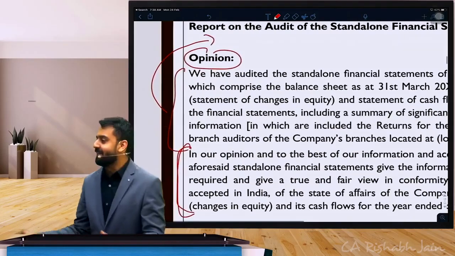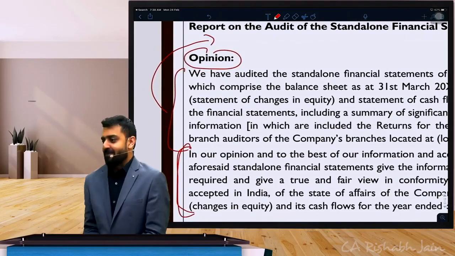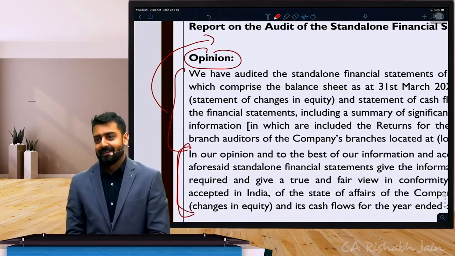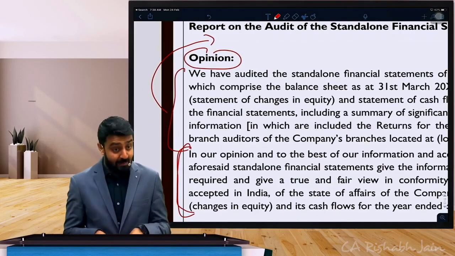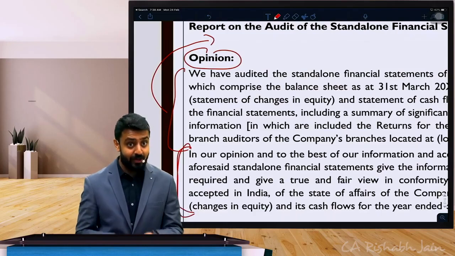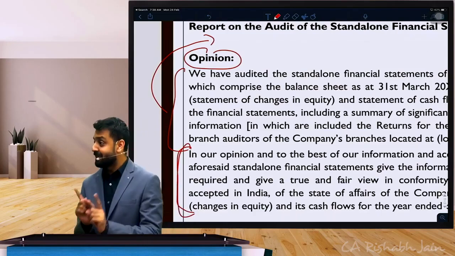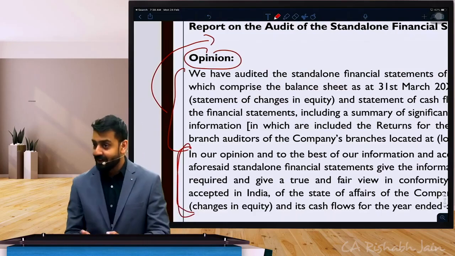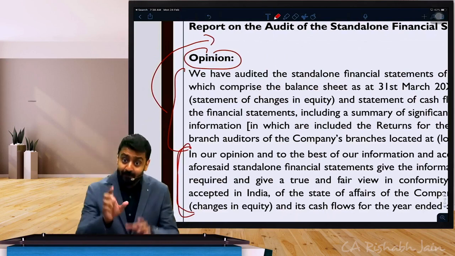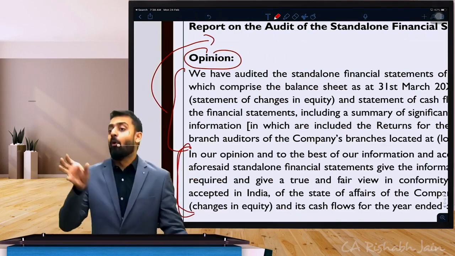Because this is not the opinion, we have audited. This is your opening statement. Are you getting my point? See, but we cannot do anything. This is not my mistake. This is how the draft format looks like. And this is how the actual format looks like. So, sir, under the opinion heading, they have two parts. The first is the opening statement.